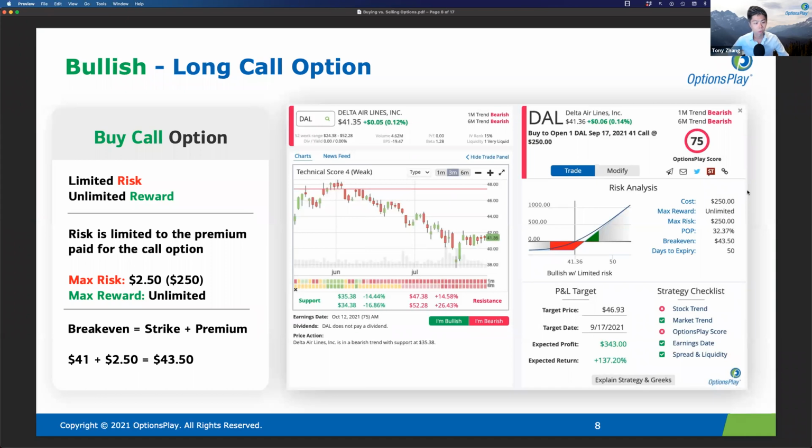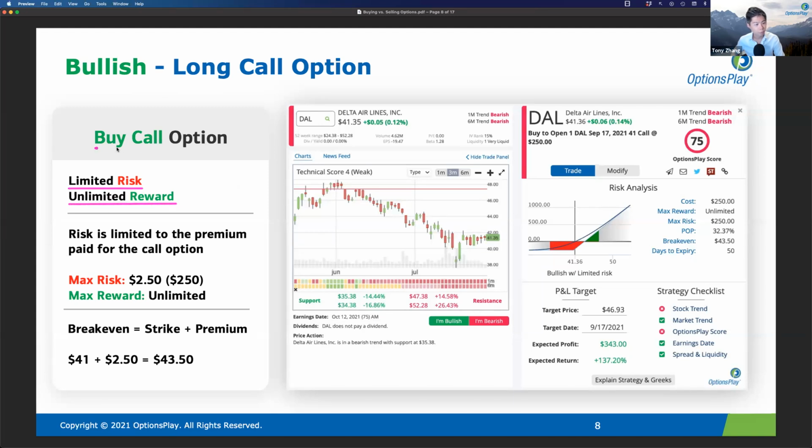What we're going to talk about is buying a call option. This is a simple option strategy, usually one of the first option strategies that you will learn. The one thing I will say about this strategy that attracts most investors to it is the risk to reward ratio. Because when you buy a call option, you have limited risk with unlimited reward.